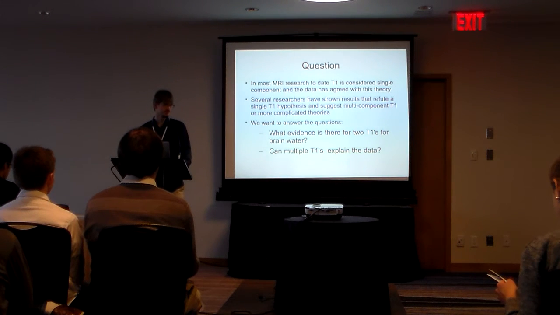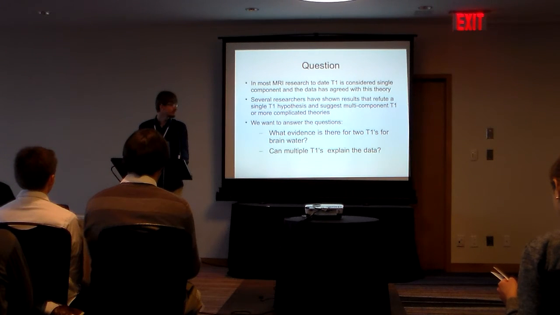We understand there's two components, myelin and non-myelin. However, most of the time that research has been carried out, the T1 has been considered mono-exponential. However, recently there have been results that have shown that T1 might be more complicated, that there might be more components that we can distinguish. So what we wanted to do is look at a small sample and really get down to the understanding.